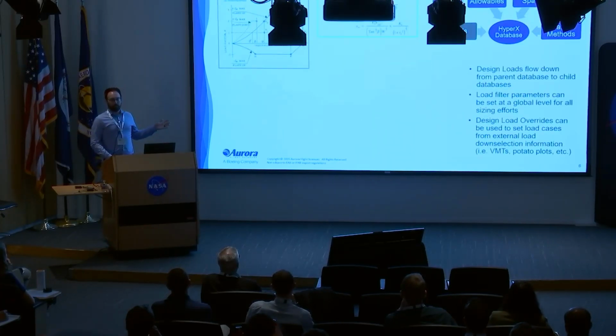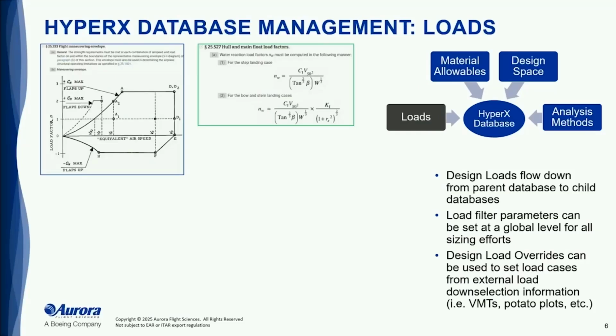So here we have a standard CFR document for how V-n diagrams are laid out for your load cases. But for Liberty Lifter here, we also have to consider something like a hull main landing float. So still a CFR regulation, but a new case that's maybe not relevant to the entire section. So here you have a step landing case, and I learned a lot about boats on this program, and that's the transition point for the hydrodynamics area. A lot of boat terminologies.